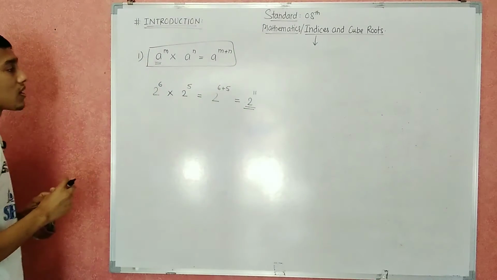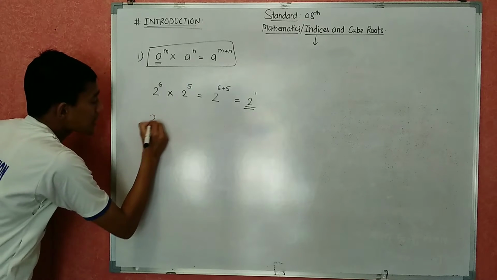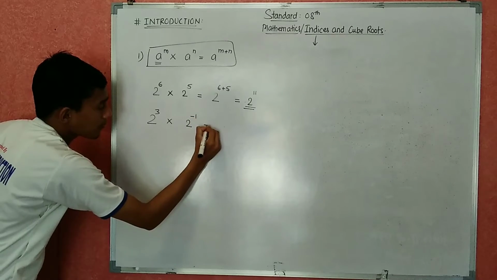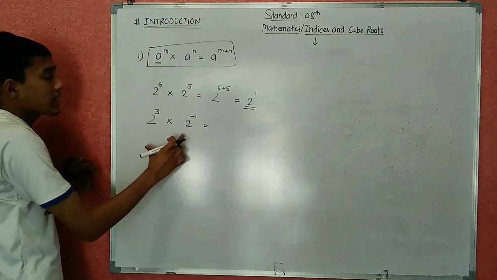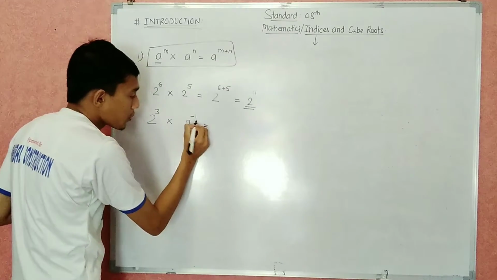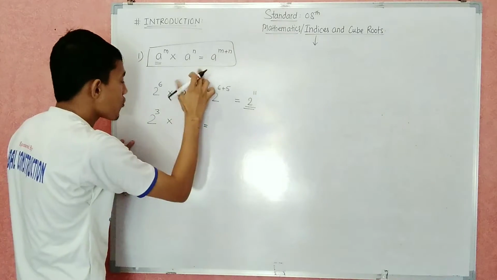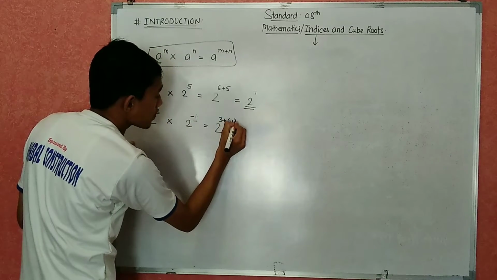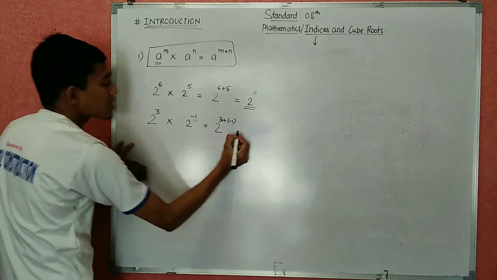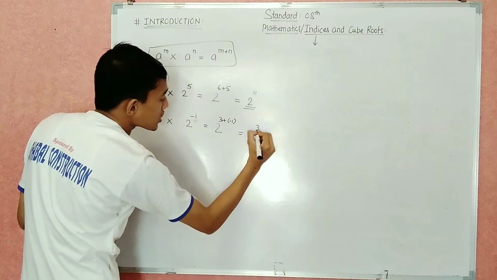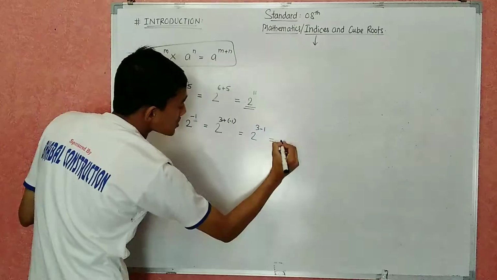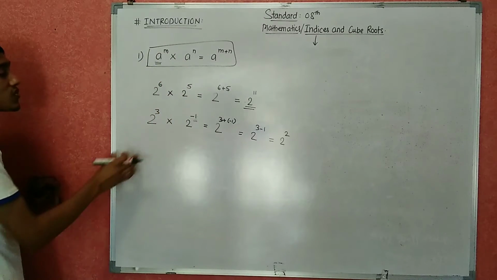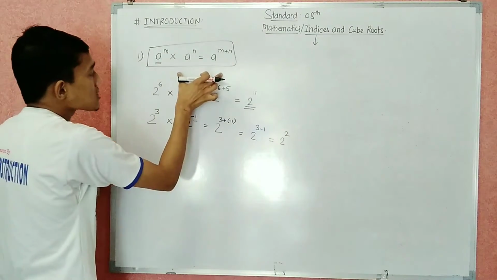We will take one more example. For example, 2 raised to 3 into 2 raised to minus 1. Now for the second number, the power is negative. So we will stick to the formula. 2 raised to 3 plus in bracket minus 1. So plus into minus becomes minus. So 3 minus 1, which is 2. So 2 raised to 2. In this way we can simplify the index numbers.